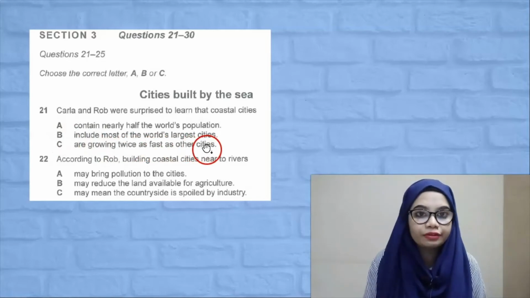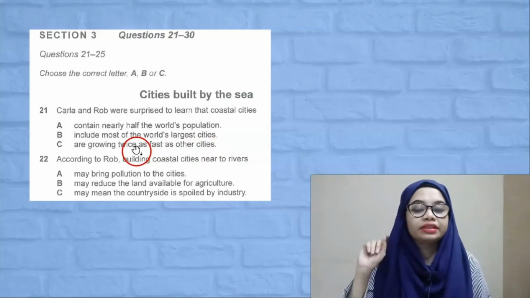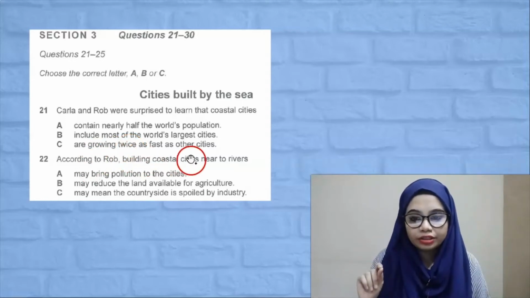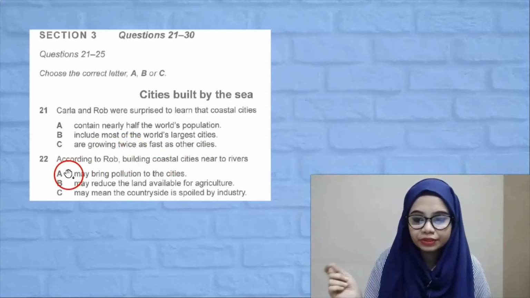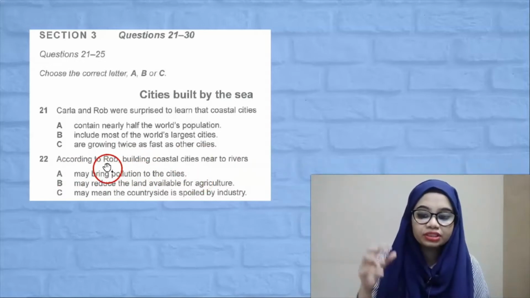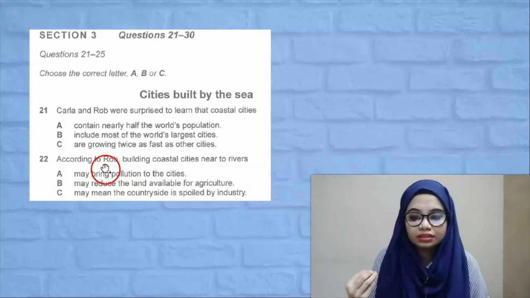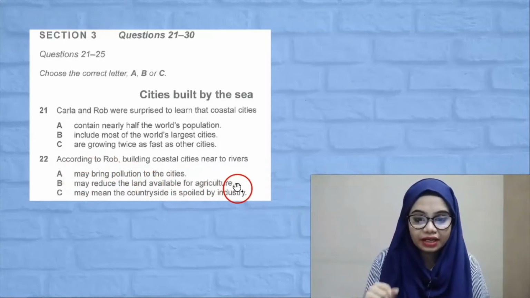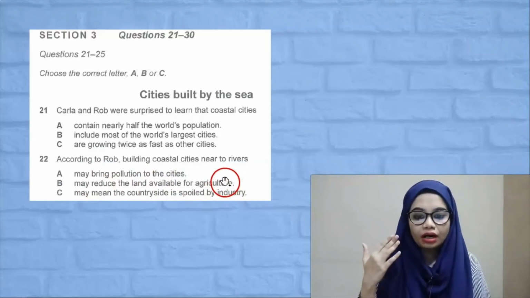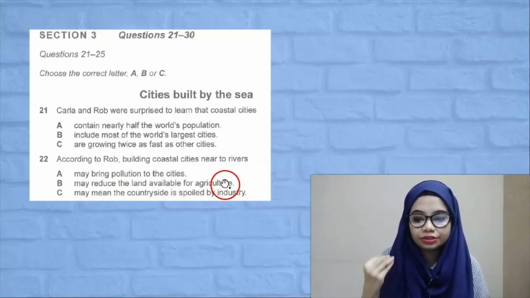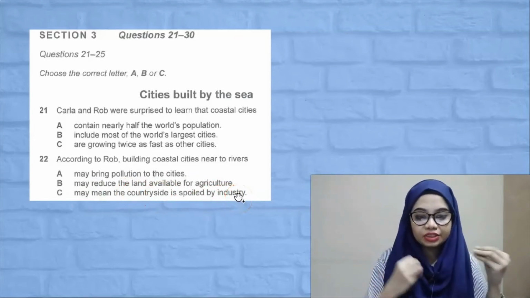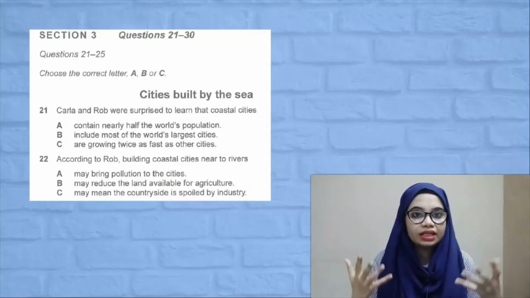Are growing twice as fast as other cities. Twice, not just faster than other cities, twice. There is speed given here, so this also becomes an indicator word. According to Rob, building coastal cities near to rivers. A, may bring pollution to the city. Bring pollution to cities, the process, the direction, pollution to cities, indicator. May reduce the land available for agriculture. Agriculture, land specific to agriculture. May mean the countryside is spoiled by industry. The countryside is spoiled by industry. So these are the indicator words.